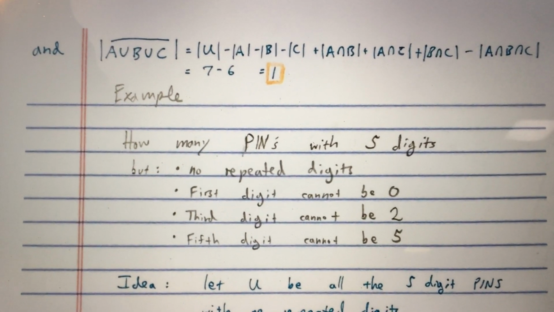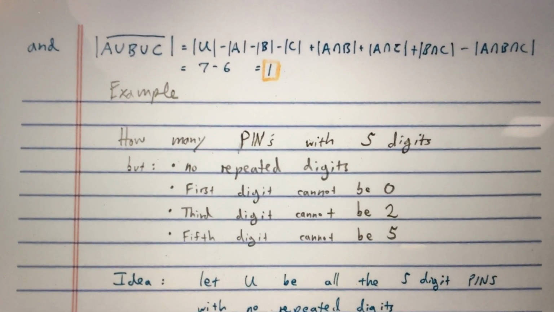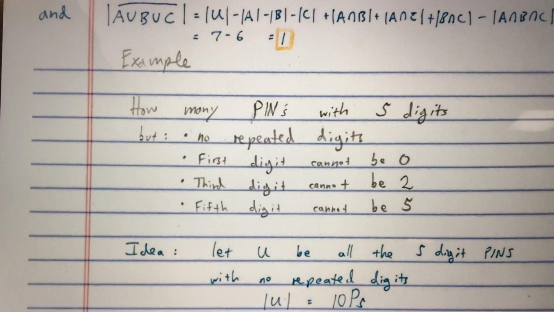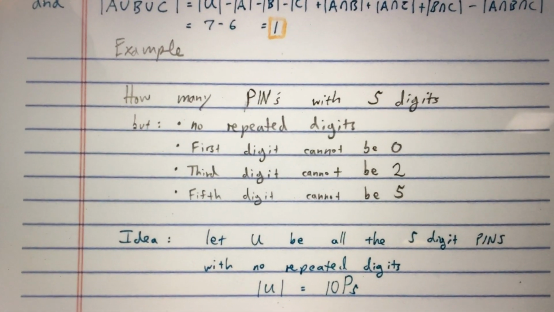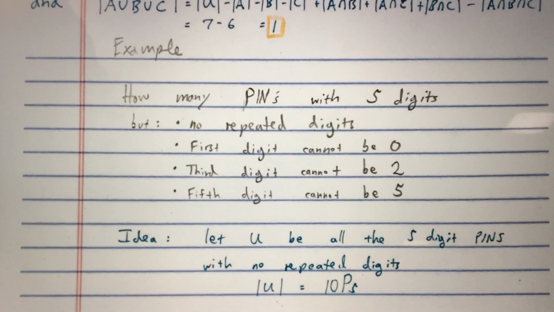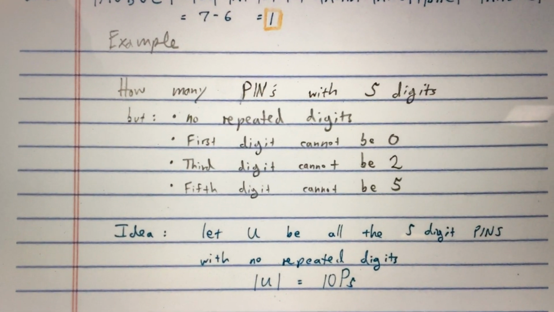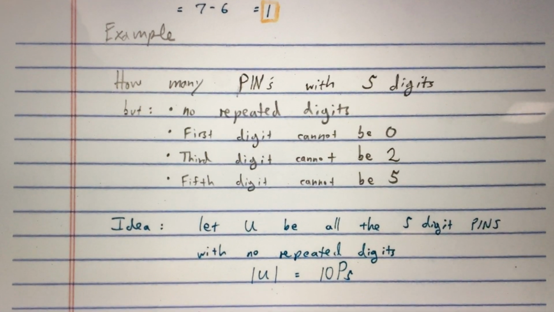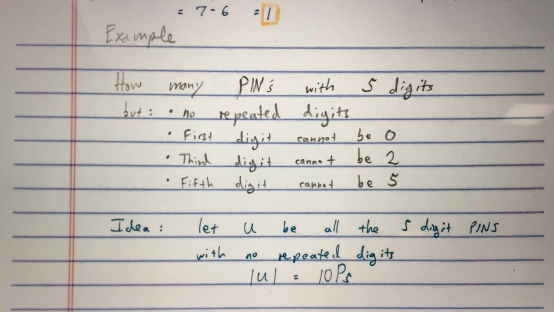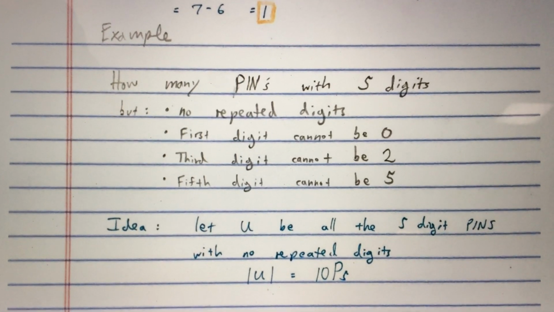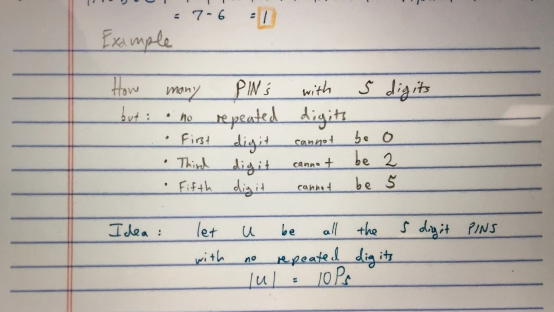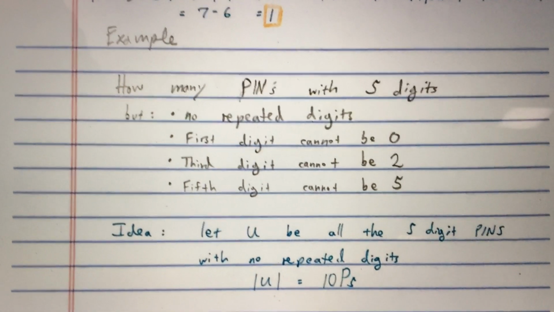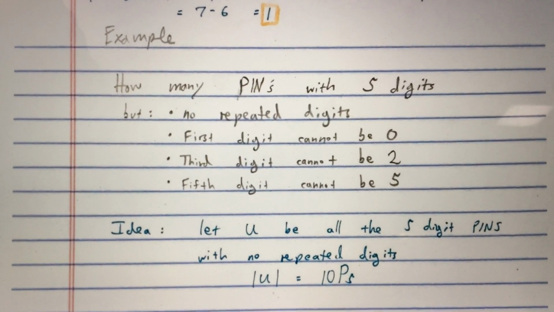Now here's a pretty hard example. How many PINs, personal identification numbers, with 5 digits but no repeated digits at all? We've done that before. The first digit cannot be 0, the third digit cannot be 2, and the 5th digit cannot be 5. So your examples have to obey all 3 rules. The idea is to let U be all of the 5-digit PINs with no repeated digits. So that's something we can count. It's 10 permute 5.